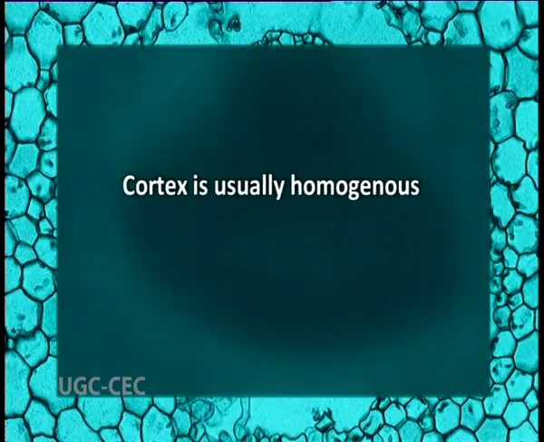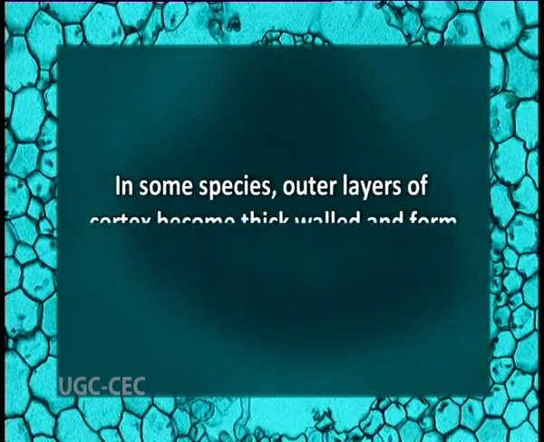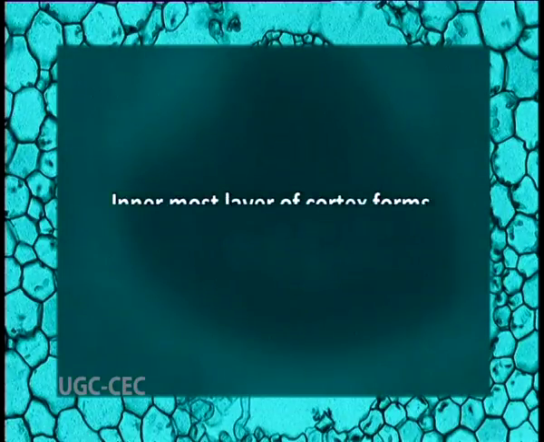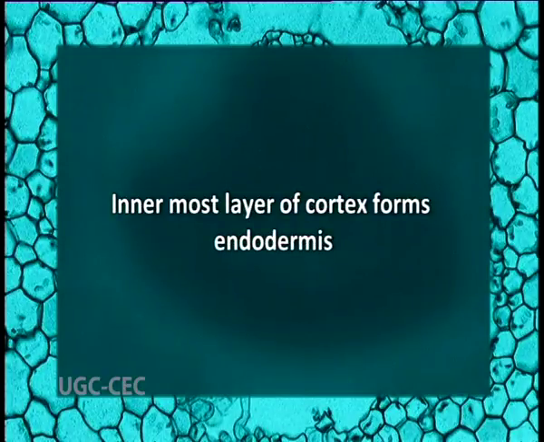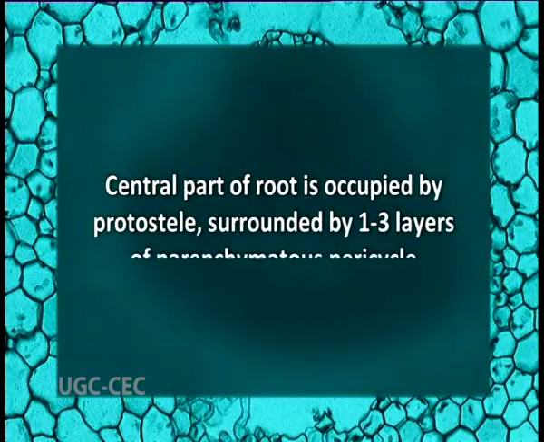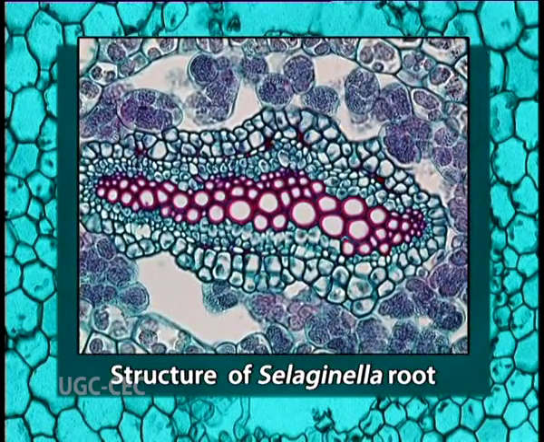The cortex is usually homogeneous, consisting of many layers of thin parenchymatous cells. But in some species, the outer layers of the cortex become thick-walled and form hypodermis. The innermost layer of the cortex forms endodermis. The central part of the root is occupied by a protostele, surrounded by 1 to 3 layers of parenchymatous pericycle. The xylem, which forms the central solid core of the stele, is monoarch to tetrarch and exarch. The phloem occurs in the form of a ring around the xylem.